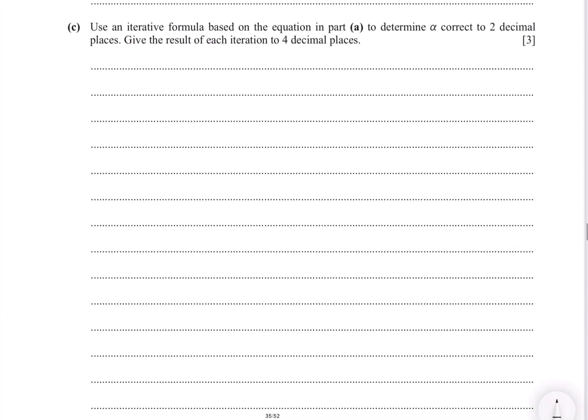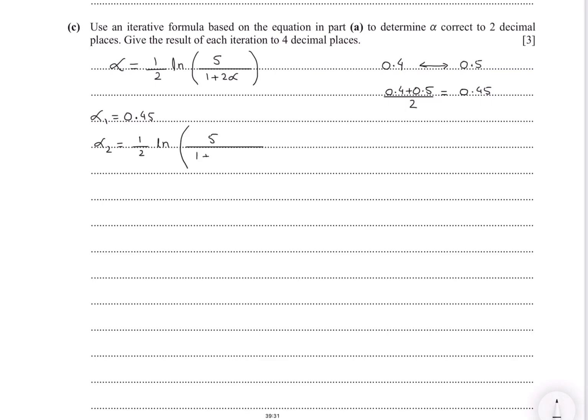Okay, in part C, it says use an iterative formula based on the equation in part A to determine alpha correct to 2 dp. Give the result of each iteration to 4 decimal places. So this is our alpha, and our first value is from 0.4 to 0.5. Add them and divide by 2 to get the first value of alpha, which is 0.45. The second value of alpha: you place 0.45 in it, use a calculator, and your value is 0.4838.